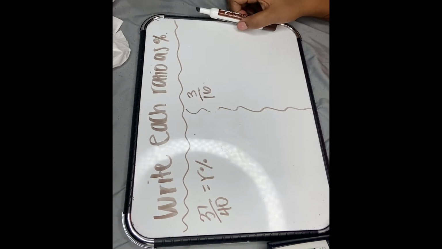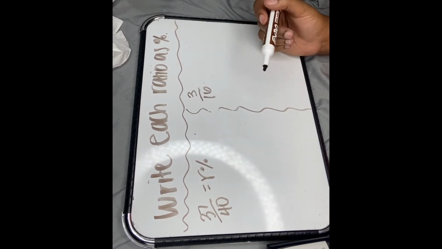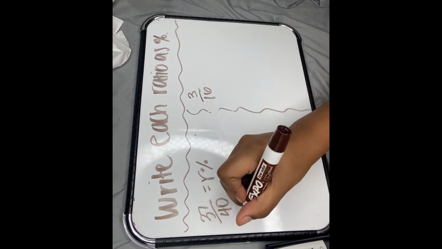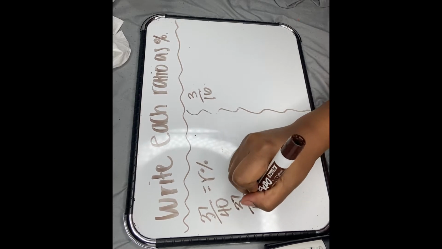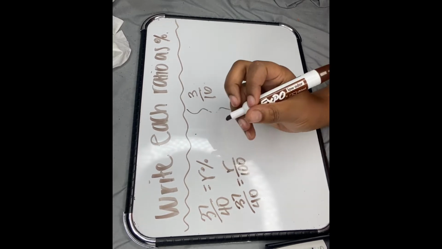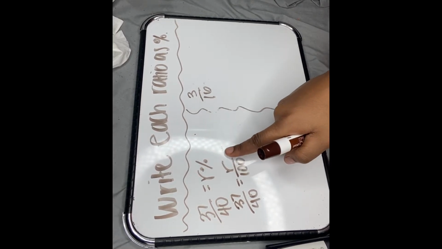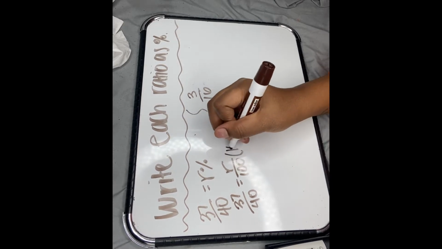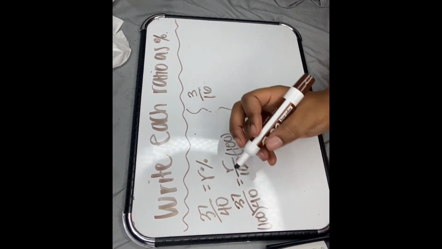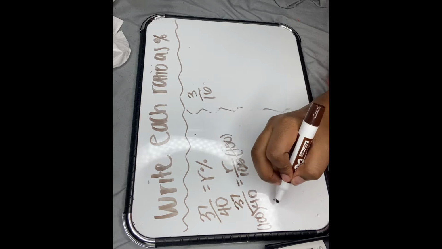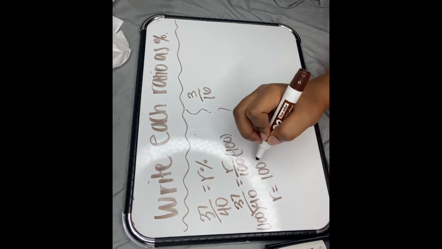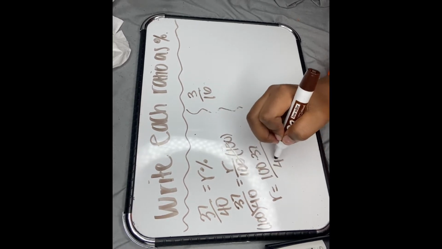Okay, so starting off with percents, we're going to write each ratio as a percent. So first we have 37 over 40 equals our percent. One way we could do this is write 37 over 40 is equal to R over 100. We have 100 right here, and we need to get R by itself. So we multiply 100 by both sides to get R by itself. Cancel out that 100. Then we can move the R to the front of the equation to make it easier. So we'll have R equals 100 times 37 over 40.